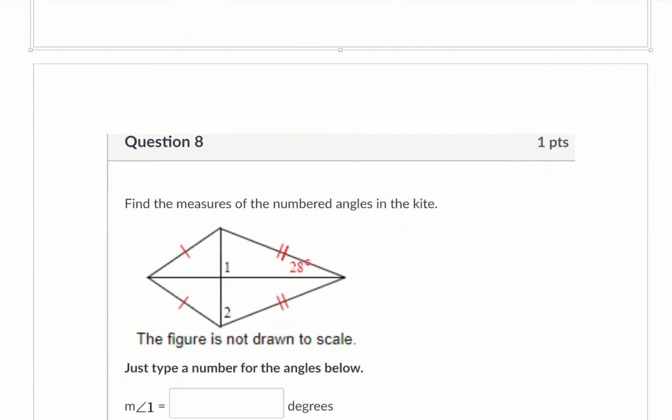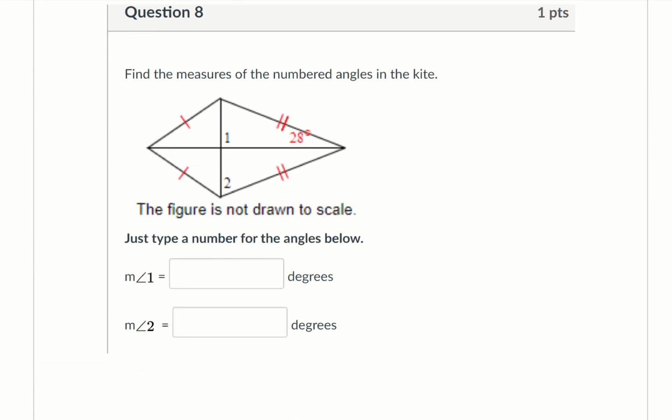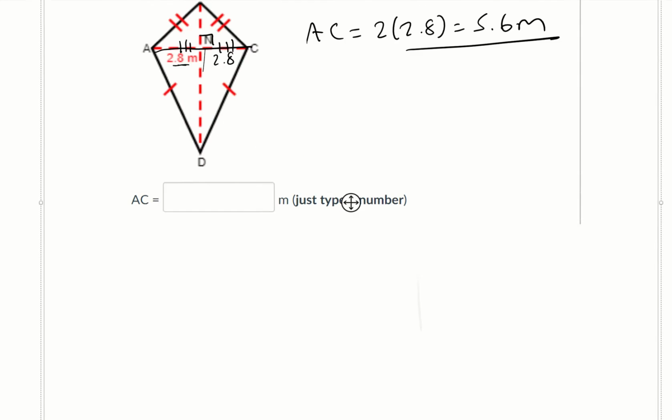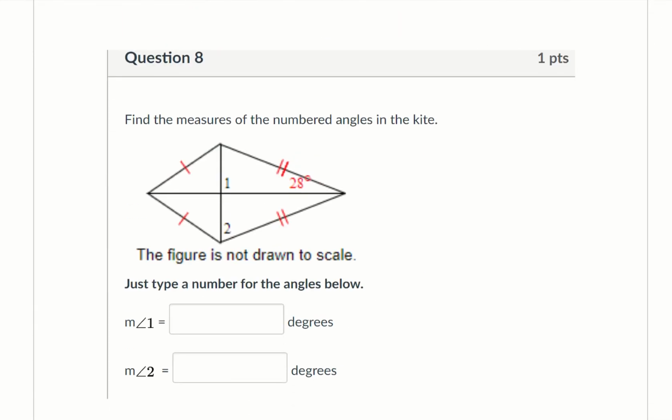All right, question number 8, find the measures of the numbered angles in the kite. So again, we know that for a kite, the minor and major diagonals, that's these two diagonals here, they cross each other, they're perpendicular, they cross at a 90-degree angle. So we automatically know that angle 1 is 90 degrees. And then angle 2, we know that this is 28, and this is a bisector. Since this is the same on both sides, this is also going to be 28.